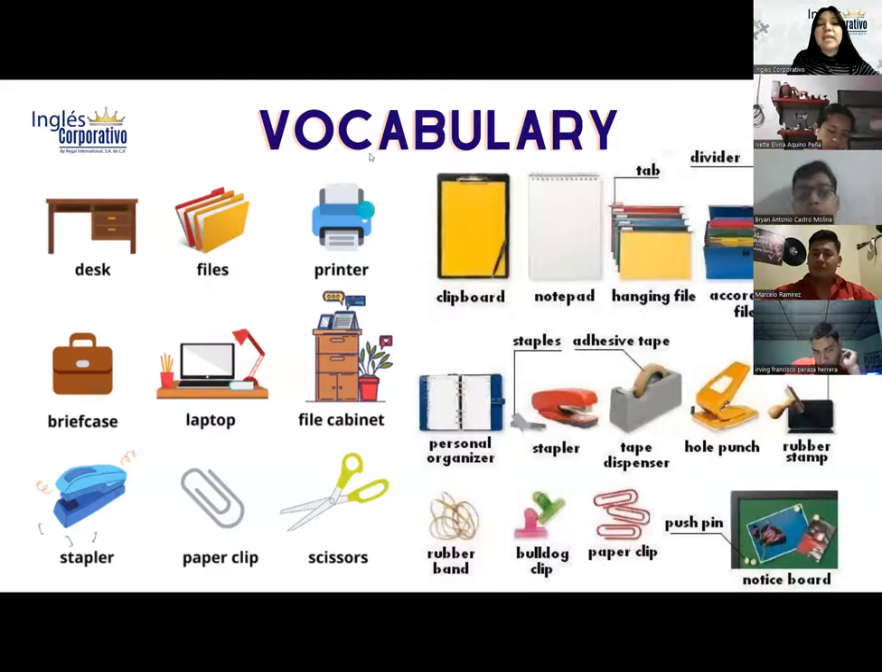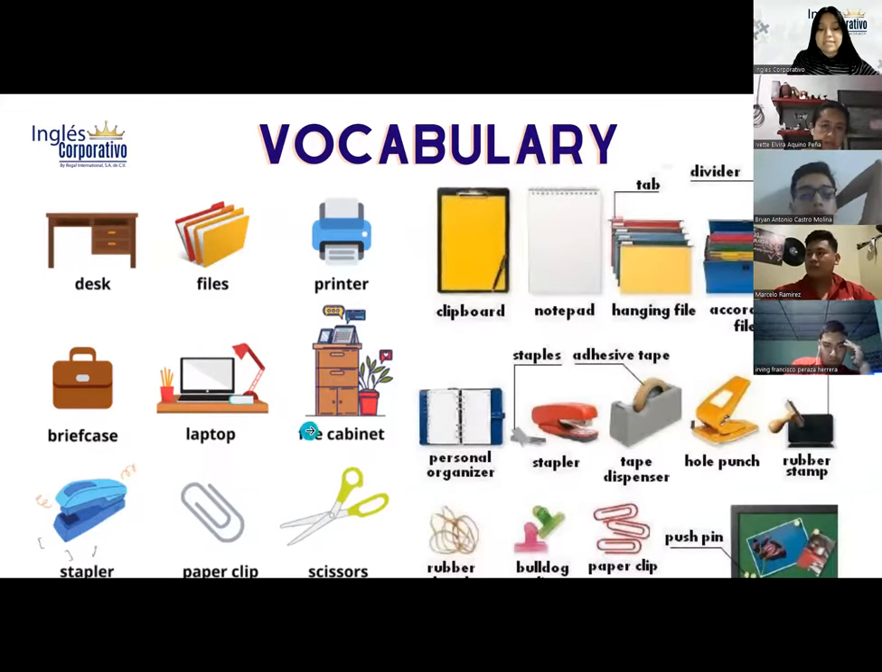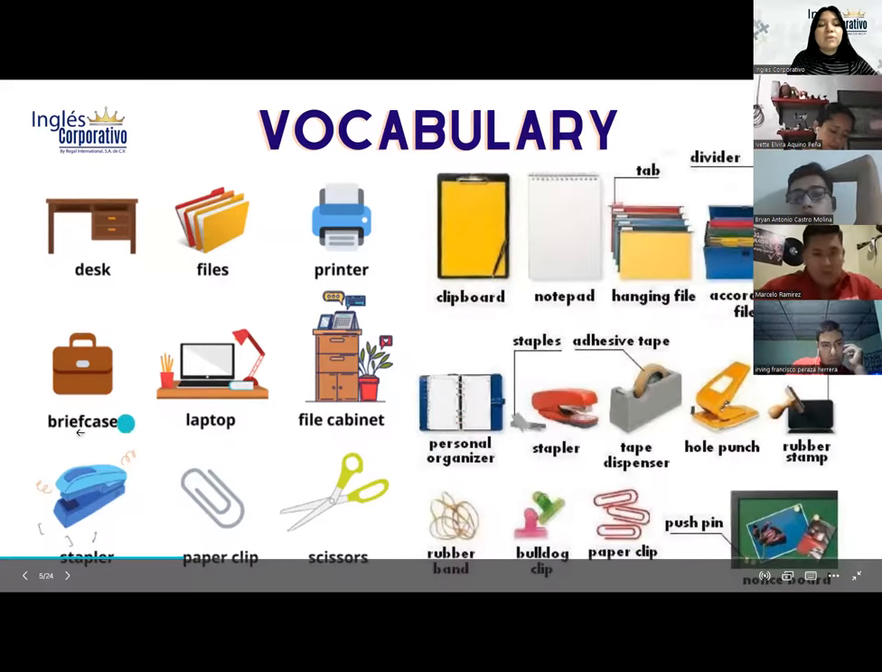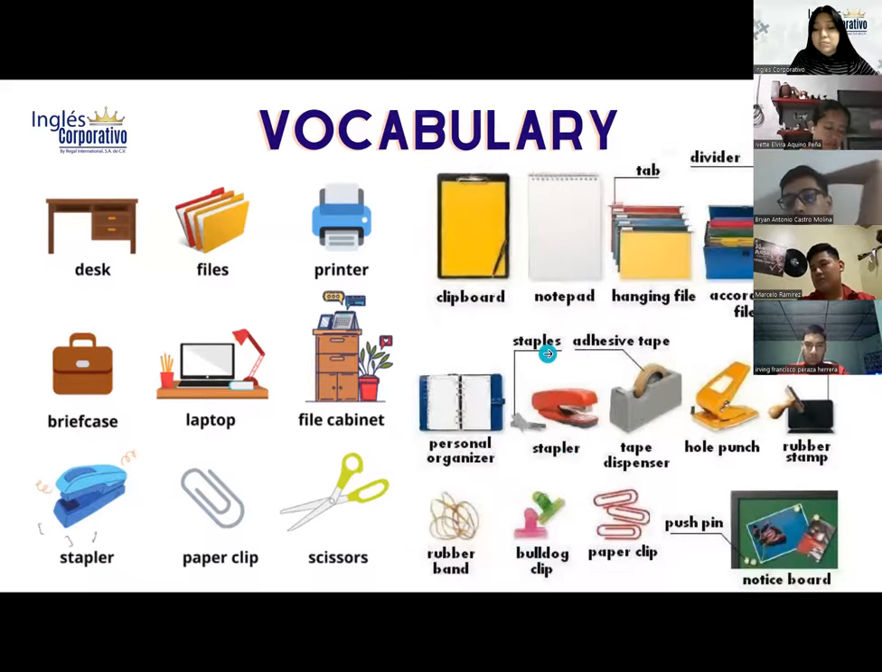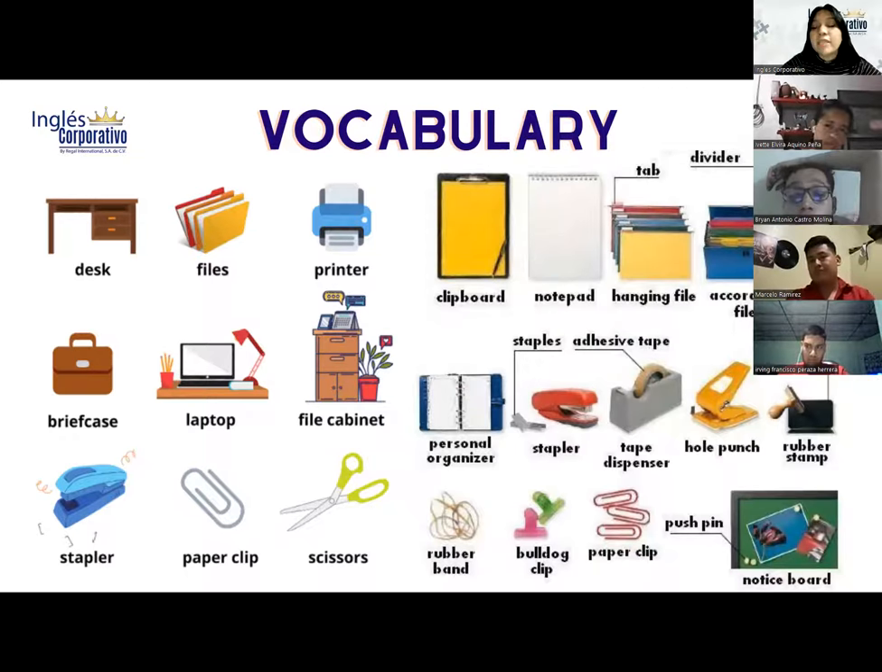laptop, file cabinet. Okay, Luis, file cabinet. Personal organizer. Stapler. Oh, I don't know if you can see, but stapler. Paperclip. Scissors. Rubber band. Bulldog clip. Paperclip. Stapler again. Okay. Tape dispenser, hole punch, rubber stamp, ink pad, okay? And we also have adhesive tape, okay? So guys, this is vocabulary that you can use in the office.